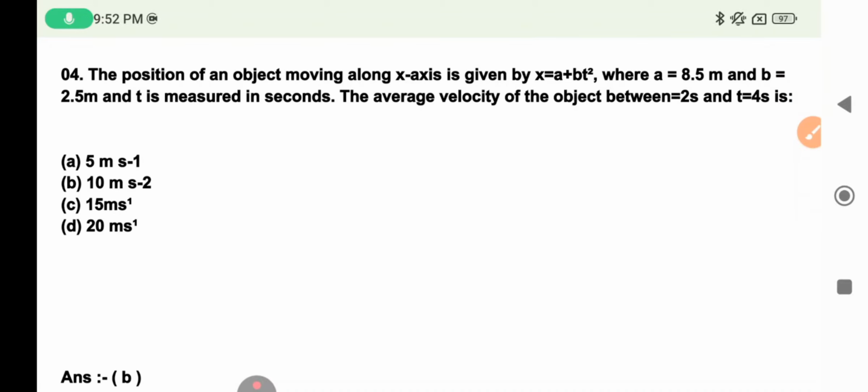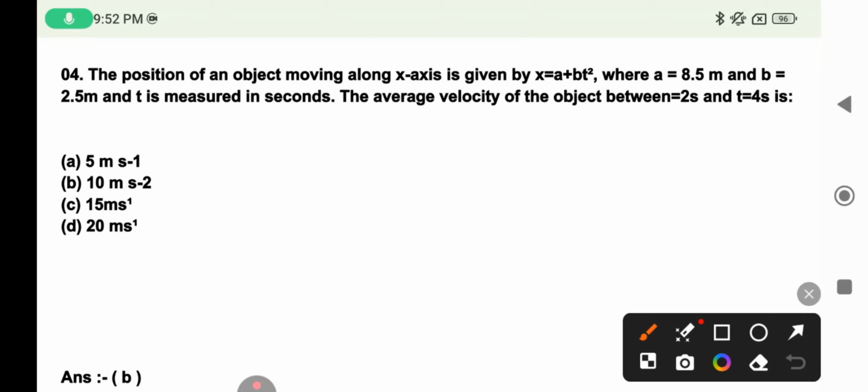The position of an object moving along x-axis is given by x is equal to a plus bt square, whereas a is equal to 8.5 meter and b is equal to 2.5 meter per second square and t is measured in seconds. The average velocity of the object between t is equal to 2 s and t is equal to 4 s is, and the options: option A 5 m s minus 1, option B 10 m s minus 2, option C 15 m s minus 1, and option D 20 m s minus 1.